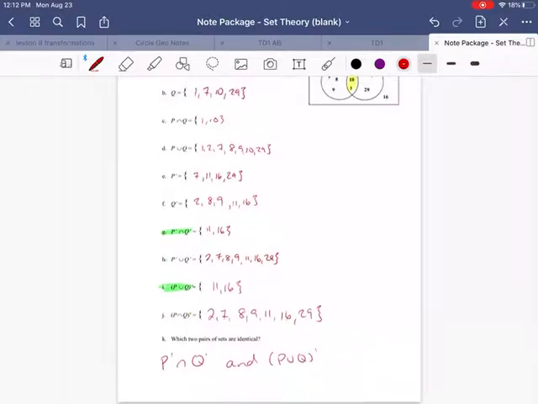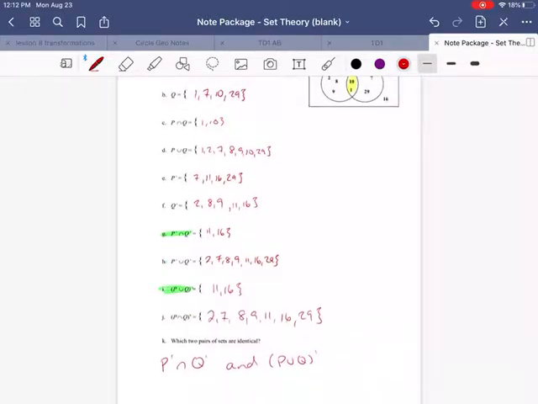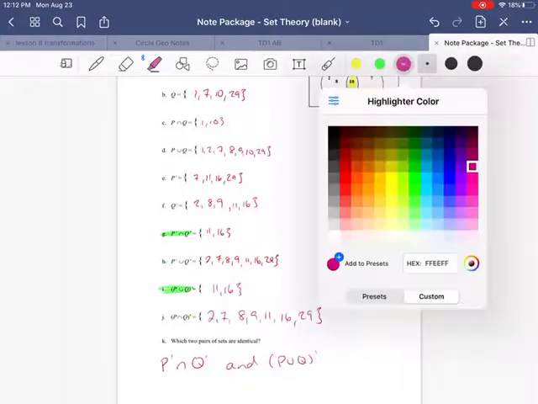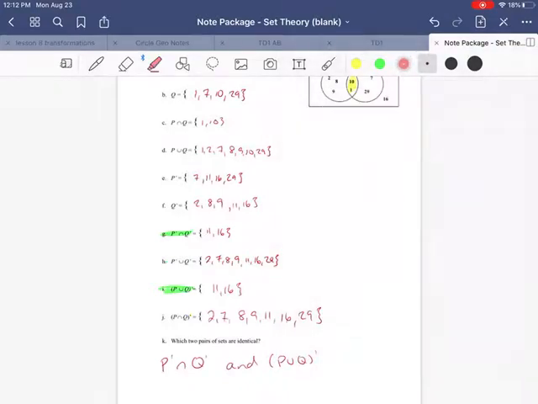What's the other one that's identical? Let's get another color highlighter here. This one is identical to that one.